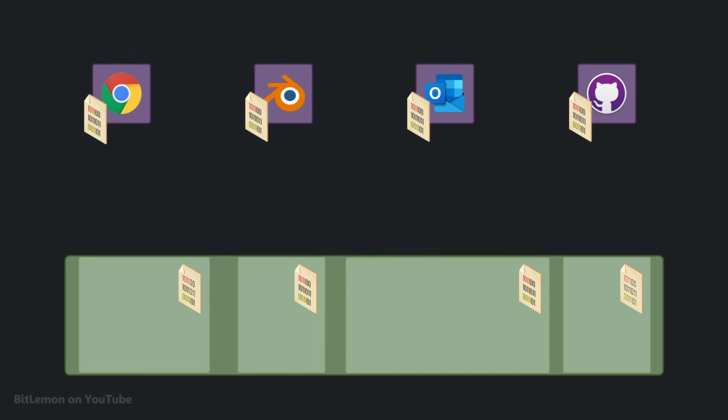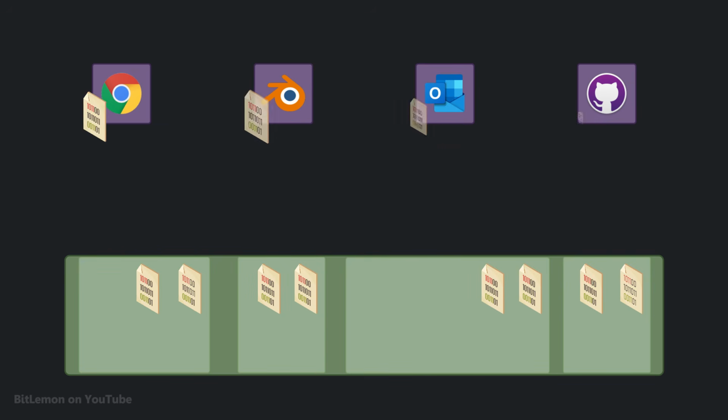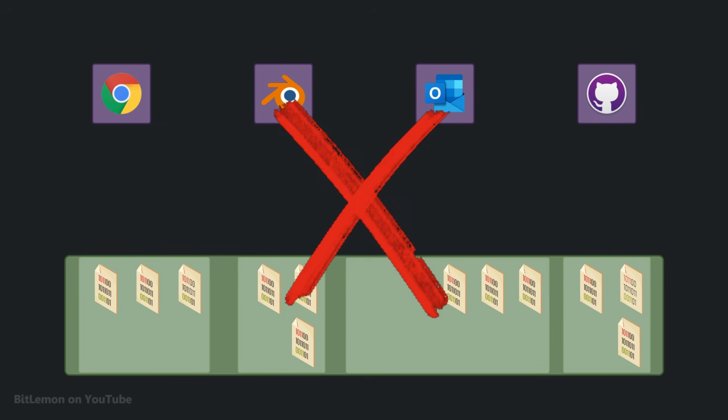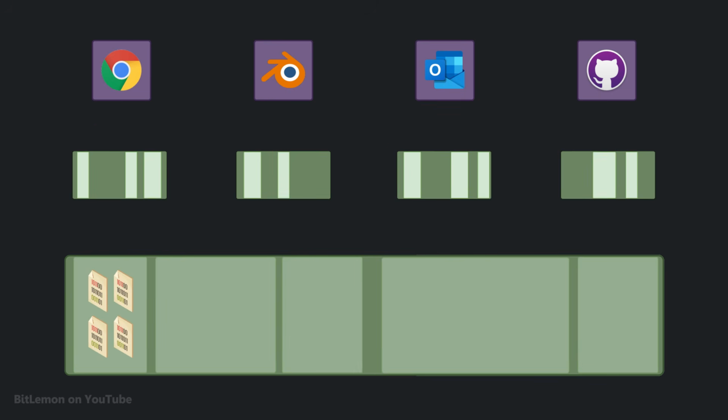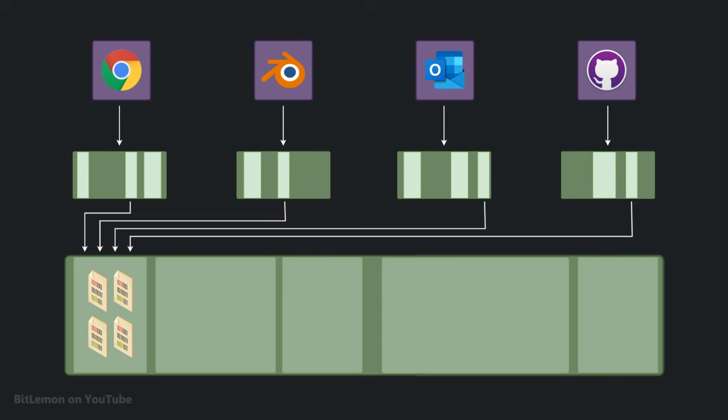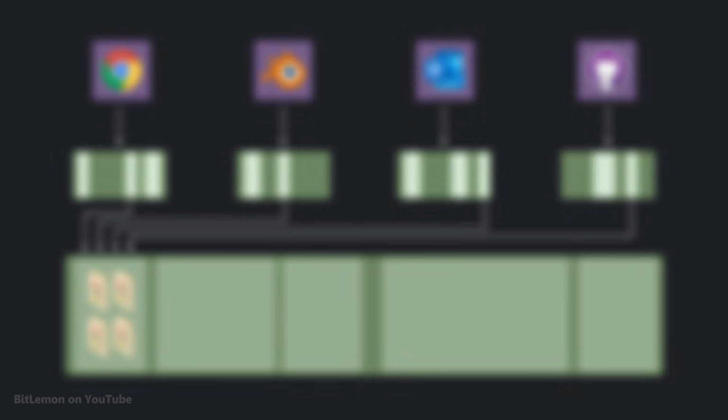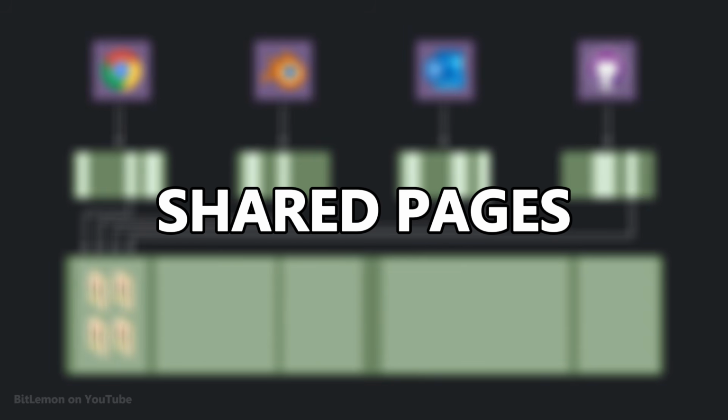Another advantage of paging is that common libraries no longer need to be loaded separately for each process. All common libraries can be loaded into a set of frames in physical memory and be mapped to by multiple different processes, which allows them to share common pages. Unsurprisingly, these pages are called shared pages.